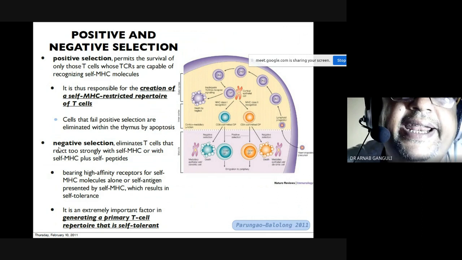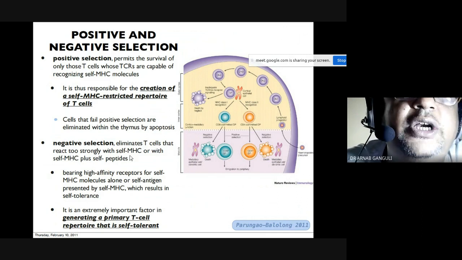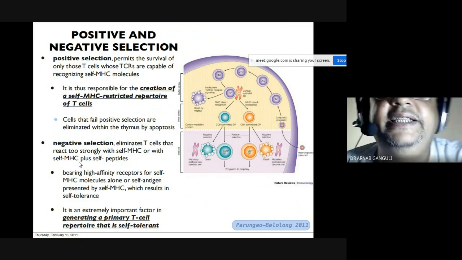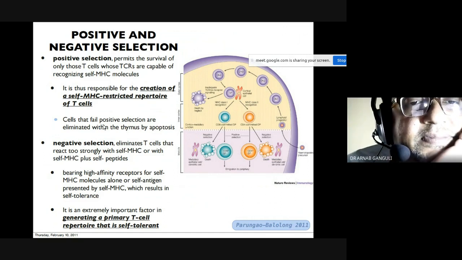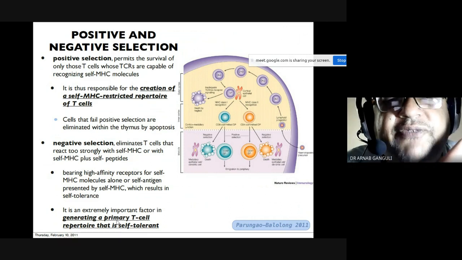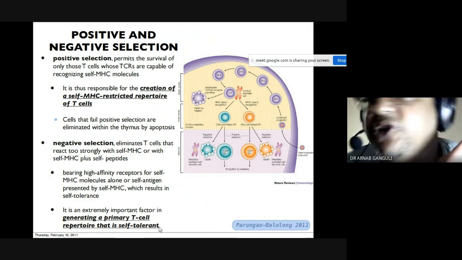Negative selection eliminates T cells that react too strongly with self MHCs. It is an extremely important factor in generating a primary T cell repertoire that is self tolerant.